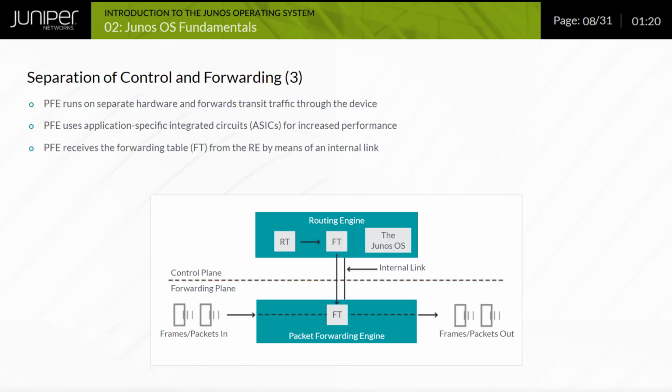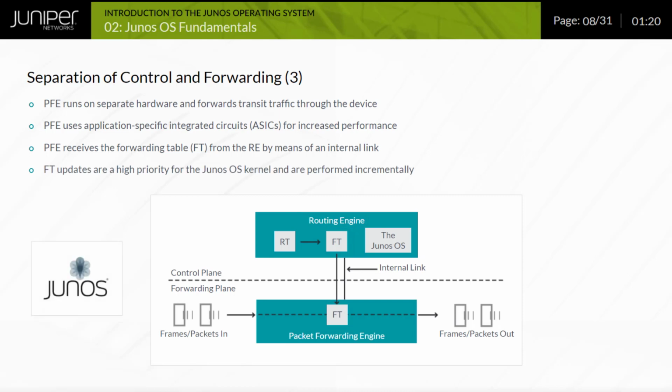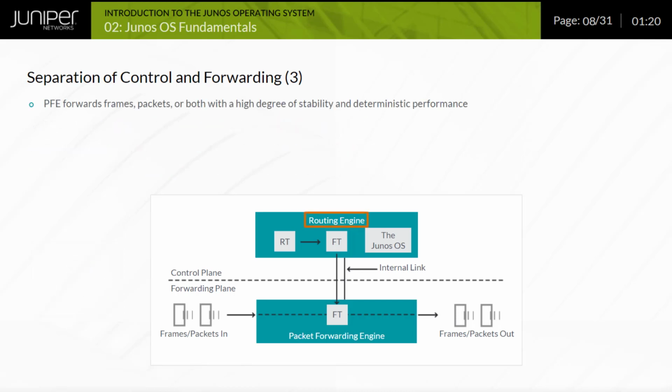The PFE receives the forwarding table, or FT, from the RE by means of an internal link. FT updates are a high priority for the Junos OS kernel and are performed incrementally. Because the RE provides the intelligence side of the equation, the PFE can simply perform as it is instructed. That is, it forwards frames, packets, or both with a high degree of stability and deterministic performance.